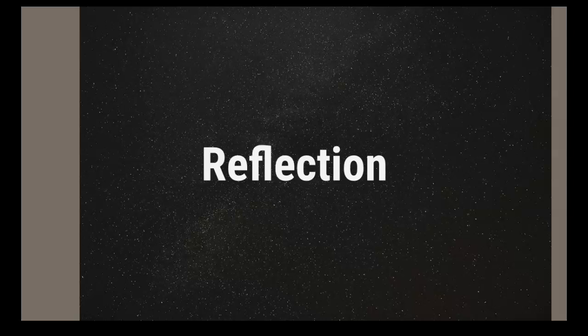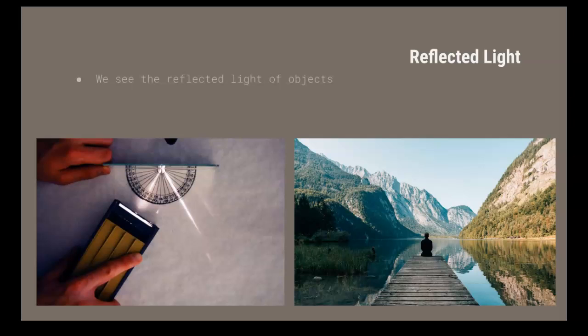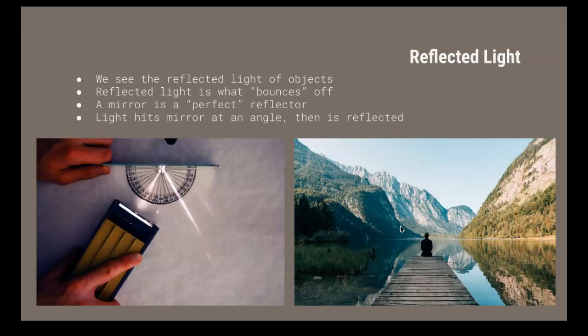So first off, reflection. Reflection is when we have light bouncing off an object. So that is the light that we end up seeing because it's bouncing off the object into our eyes. And a mirror is what we would call a perfect reflector because it will bounce off in the exact same angle. But other things reflect light. Anything that we see is reflecting the light back into our eye. Some things have more of a reflective surface than others, but everything will reflect light into our eye.